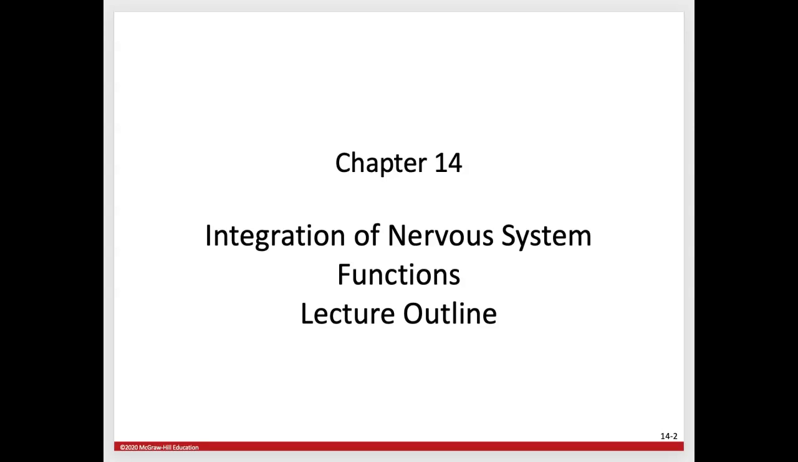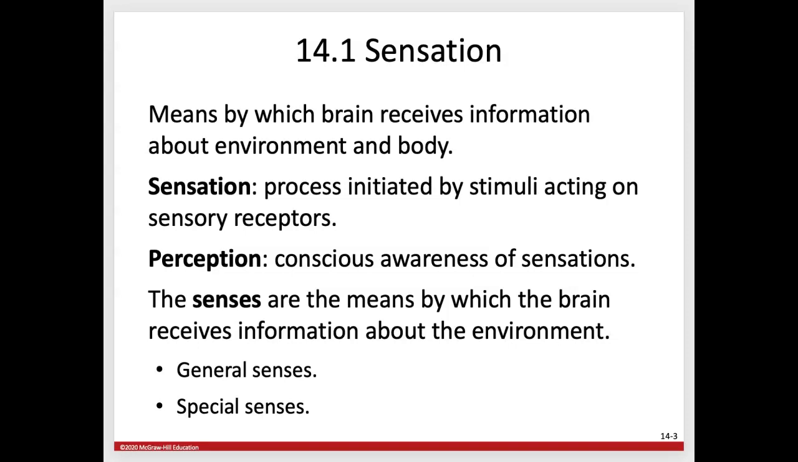Chapter 14, Part 1, Integration of Nervous System Functions. We're going to start with sensation. Sensations are the means by which the brain receives information about the environment and also parts of the body. So a sensation is the process initiated by stimuli acting on sensory receptors. So we receive a sensation based on what those sensory receptors are picking up. Our perception is our conscious awareness of sensations.